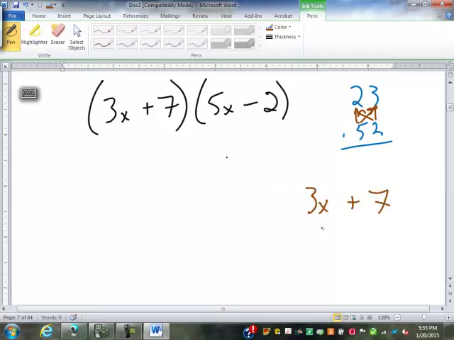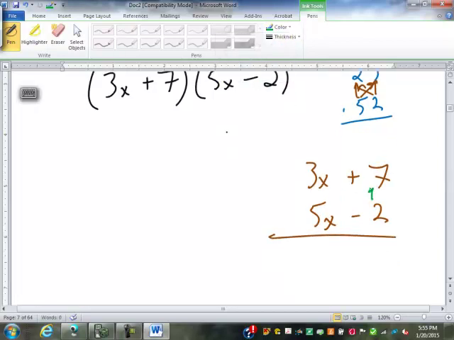3x plus 7 times 5x minus 2. You're going to do negative 2 times 7 is negative 14. Negative 2 times 3x, negative 6x. Now, just like with whole numbers, when we moved over a spot, we had to leave a blank or a 0 down.